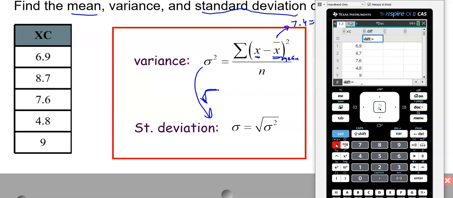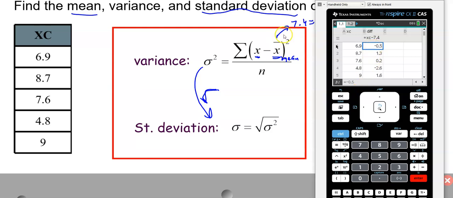And now I'm going to put in the formula. We want to do X minus X bar. Our X is called XC, so XC minus X bar, which was 7.4. That was the mean. We're going to take all those data values in the first list, and this will automatically subtract 7.4 from each one of them. So when you do 6.9 minus 7.4, you get a negative number. 8.7 minus 7.4, you get a positive number. So you have these positive and negative numbers.